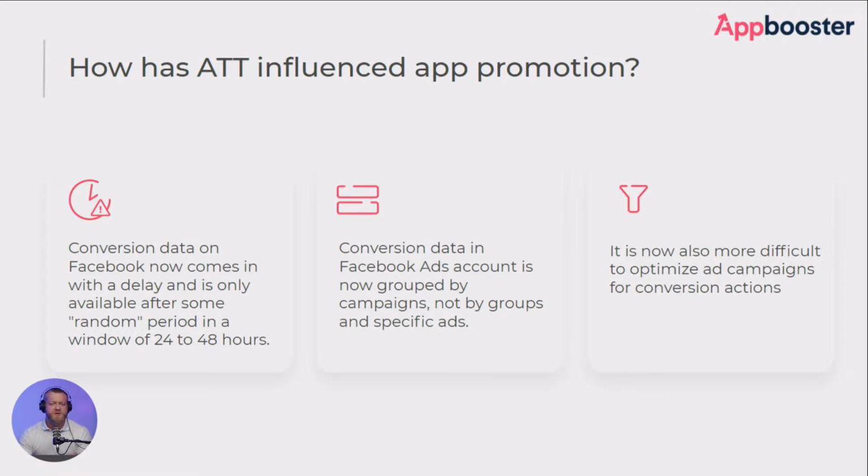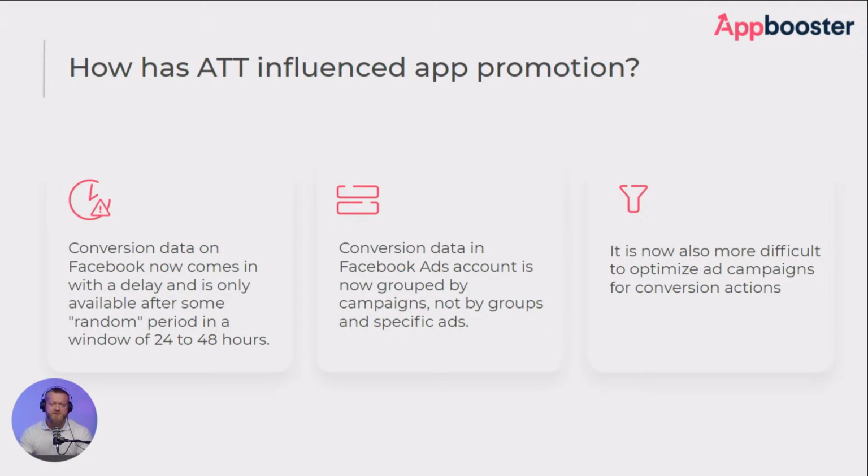First, conversion data on Facebook now comes in with a delay and is only available after some random period in a window of 24 to 48 hours. This is to hide the actual time of app installation. App tracking transparency framework makes the old way of traffic purchase ineffective. You have fewer opportunities for ad campaign optimization, and it is also more difficult to control your campaigns, so you can even end up in the red.